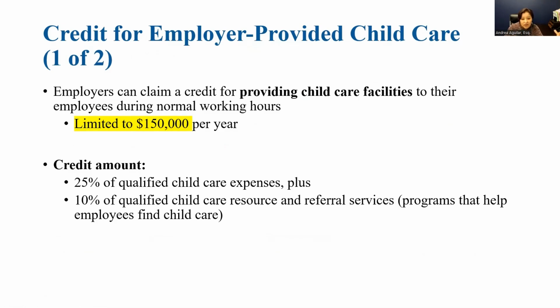Credit for employer-provided childcare. Employers can claim a credit for providing childcare facilities to their employees during normal working hours. And there's a limitation, $150,000. This will be for an employer that is creating a facility and setting up a room to provide childcare. The credit amount is calculated by multiplying 25% by the qualified childcare expense, plus 10% of qualified childcare resource and referral services. What are these services? Well, these type of programs that help employees find childcare.